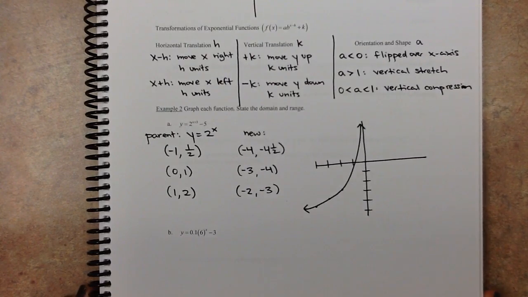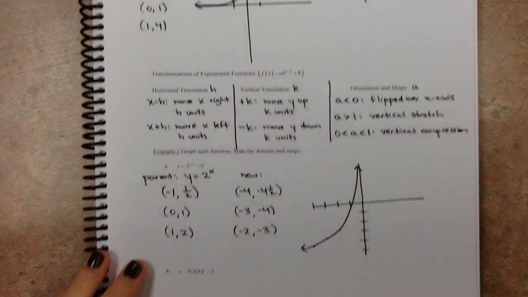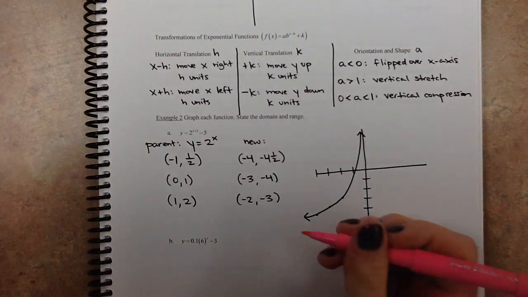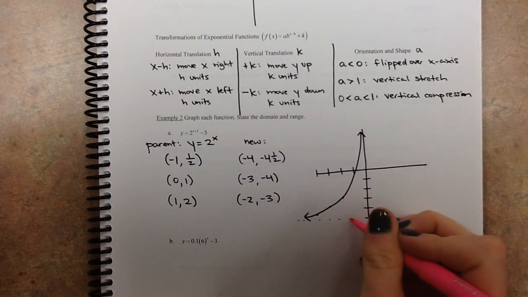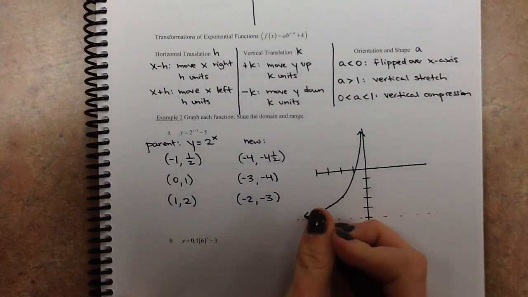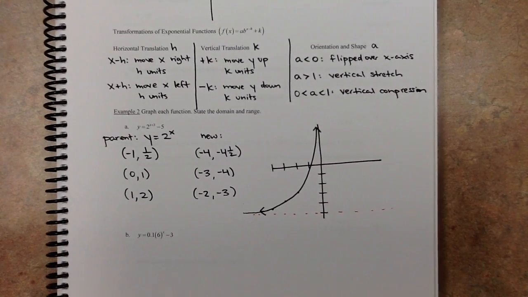One thing to note as well is this, normally the x-axis is a horizontal asymptote. When I moved down 5, I moved my asymptote down 5. So you will have kind of this dotted line that your graph will never ever cross. So if we kept going to the left, it would just hug right along this line and wouldn't go below it. Okay, so that will help when we're doing the domain and range.